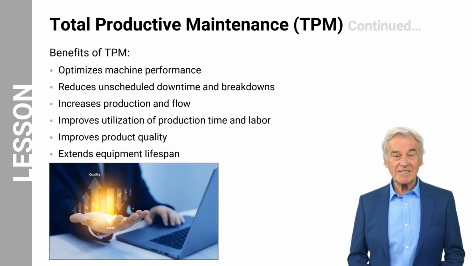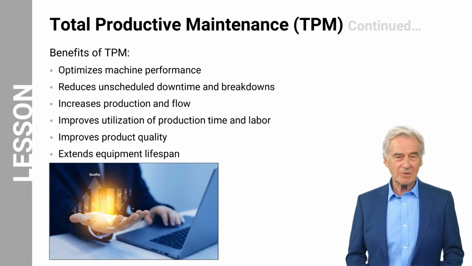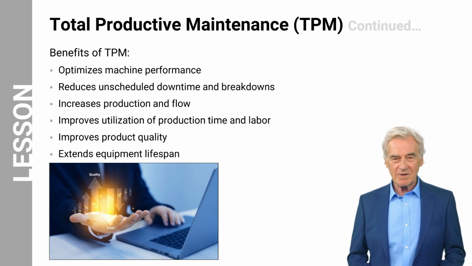Total productive maintenance delivers multiple advantages to manufacturing operations. Machine performance reaches optimal levels while unscheduled downtime and breakdowns decrease significantly. Production output and flow increase along with better utilization of both production time and labor resources. Product quality is improved notably as equipment operates at peak efficiency. The systematic maintenance approach also extends equipment lifespan substantially.